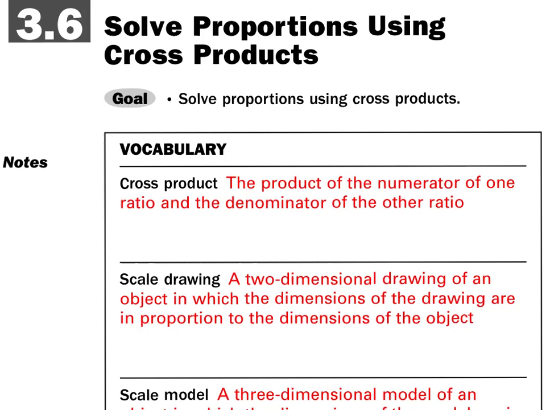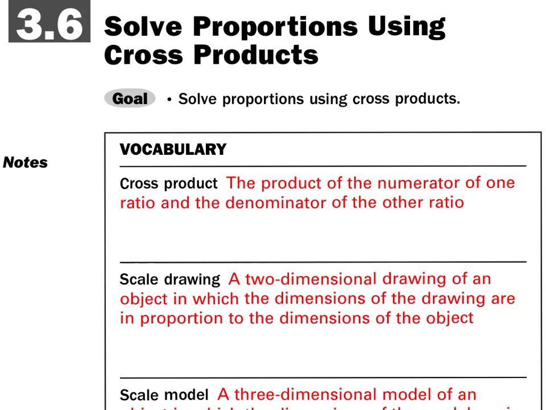In lesson 3.6, we're going to solve proportions using cross products. We have several vocabulary words in this section. Our first one is a cross product. This is just stating that the product of the numerator of one ratio and the denominator of the other ratio.